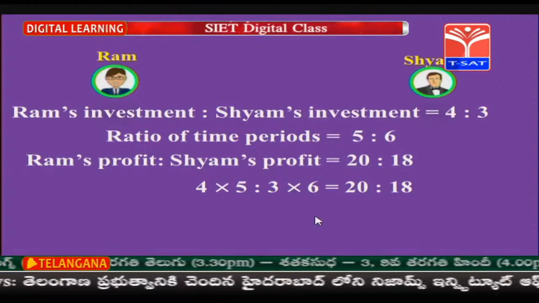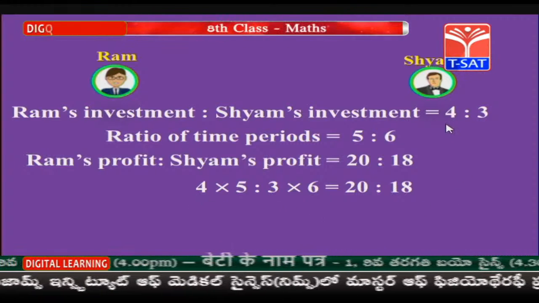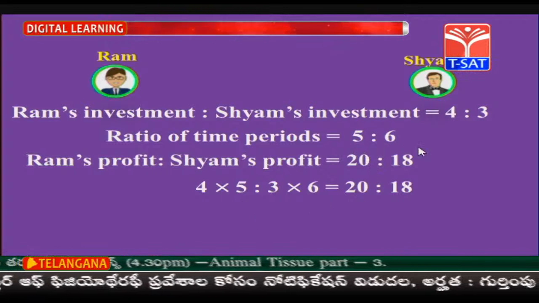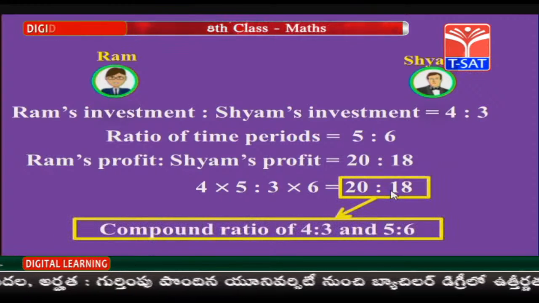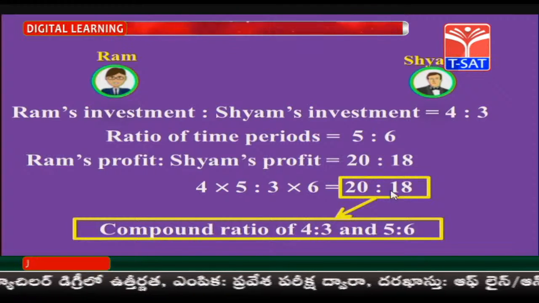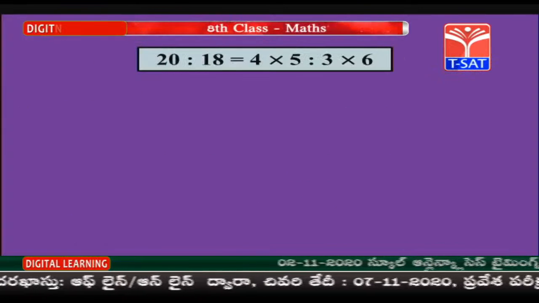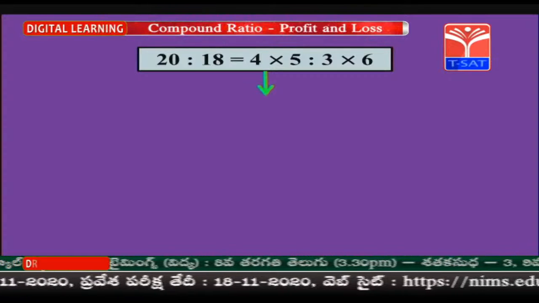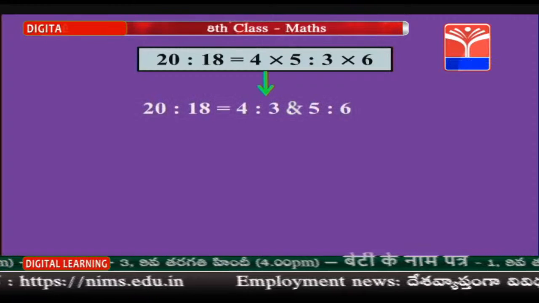But why are we writing like this? Now, if you notice 4 and 3, this is nothing but 4 is to 3. If you look at this 5 and 6, this is nothing but 5 is to 6. So, this ratio, that is 20 is to 18, we call it as compound ratio of 4 is to 3 and 5 is to 6. Let us see how we got this. We have seen 20 is to 18 can be written as 4 into 5 is to 3 into 6. So, if you notice, this can be written as 4 is to 3 as 5 is to 6.